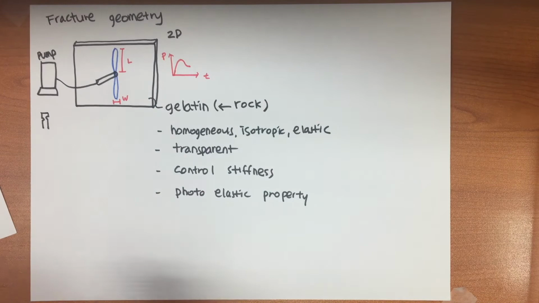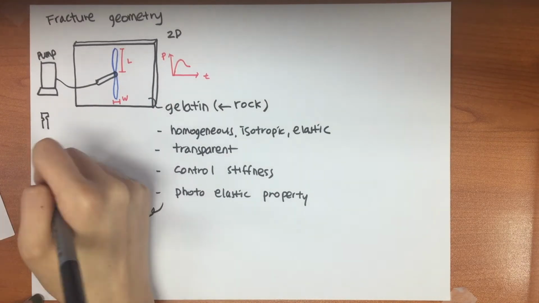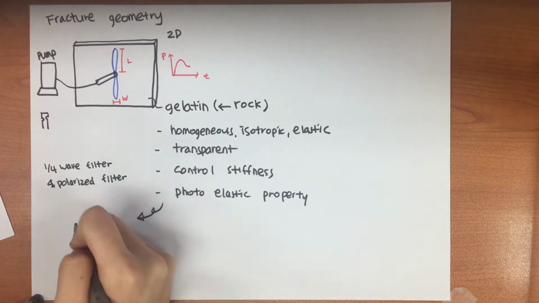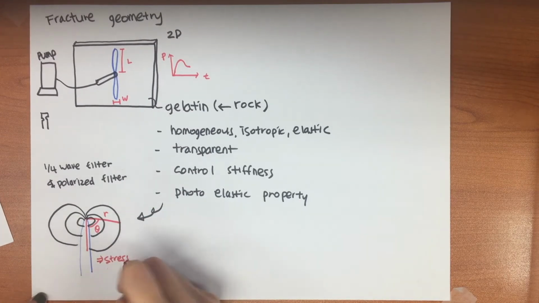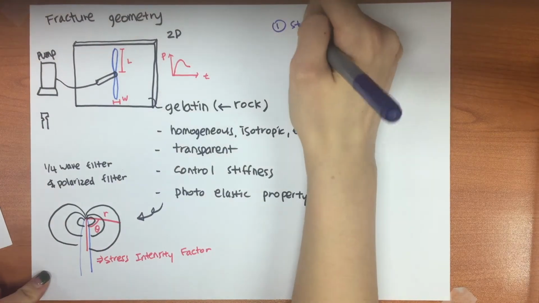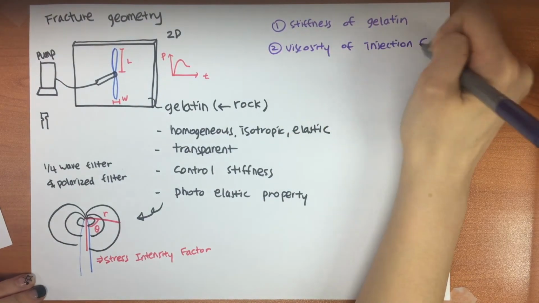Also, using the photoelastic property of gelatin, the stress intensity factor that describes the stress distribution at the crack tip was obtained. The same experiment can be conducted with different stiffness of gelatin, viscosity of injection fluid, and flow rate of injection fluid.